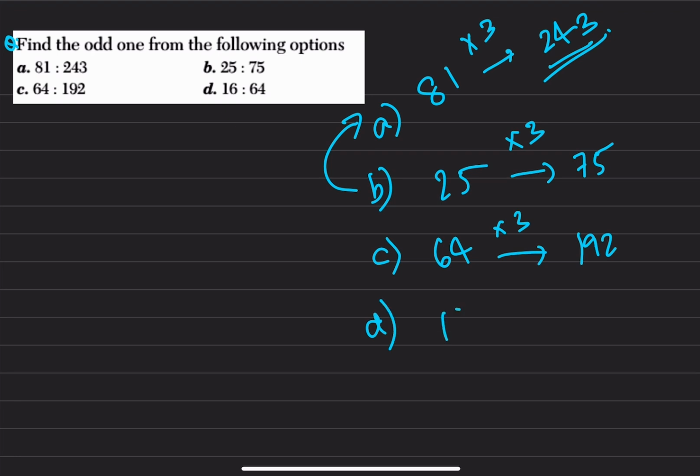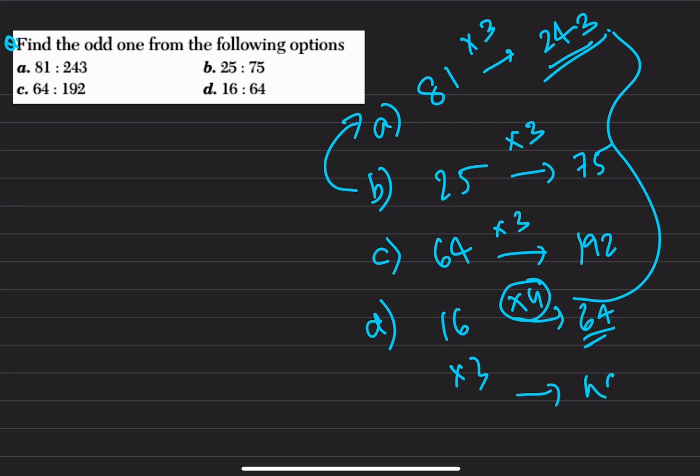D, 16 to 64. You multiply by 4 over here to get 64, but it's not following these three options. So when you multiply with 3, you have to get 48, right? But over here the option is 64. So the answer is D. That's the odd one out.